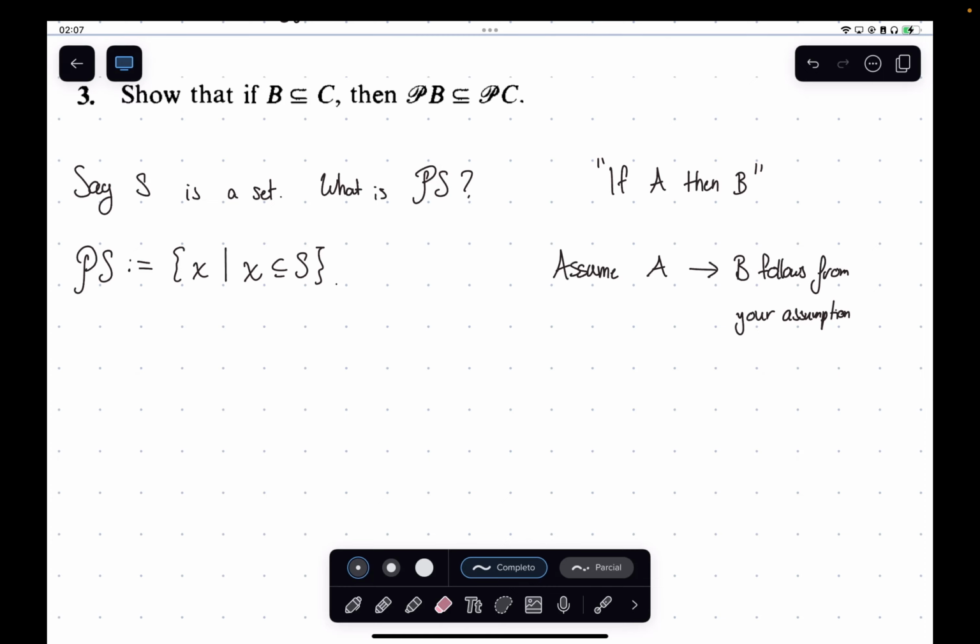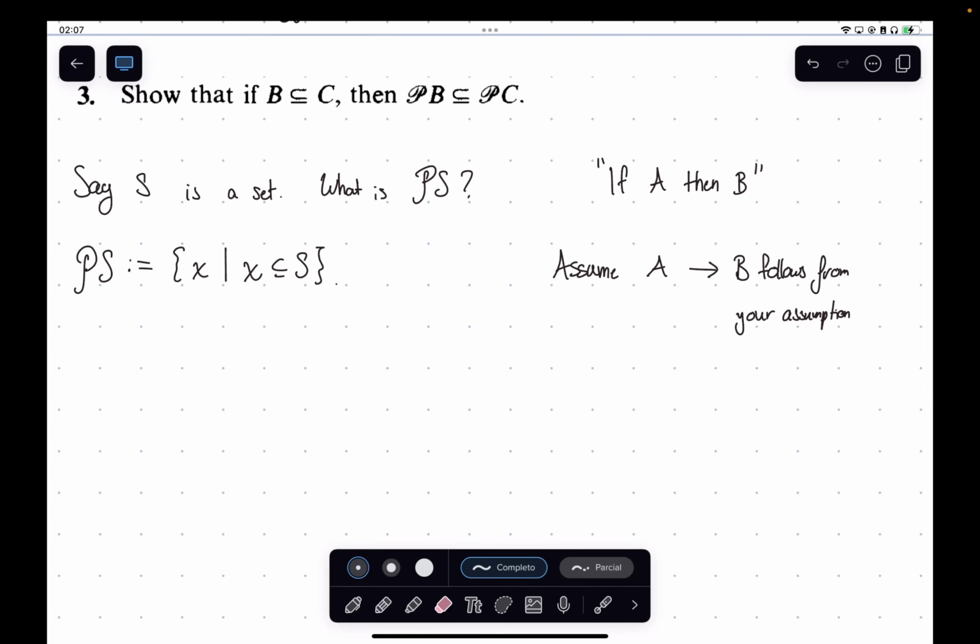So say S is a set. What is the power set of S? Well, the power set of S, for any set S, I can't believe my horrible handwriting, is defined, and that's just what this colon equals means. If you haven't come across it before, it just means is defined, or we define it to be the set of elements X such that X is a subset of S.